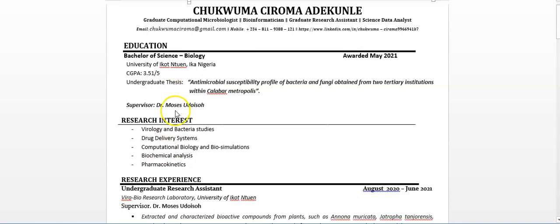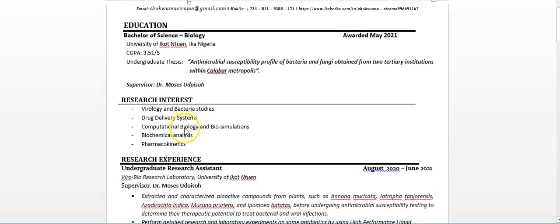Now, following the education, the next part should be your research interest. We've talked about research interests over and over again. Such interests are the sub-disciplines of whatever you studied that you want to major in. It could be drawn from your BSc project work, or it could be drawn from a course you took in your year one, year two, or year three that you feel that particular part could address the problems of society.